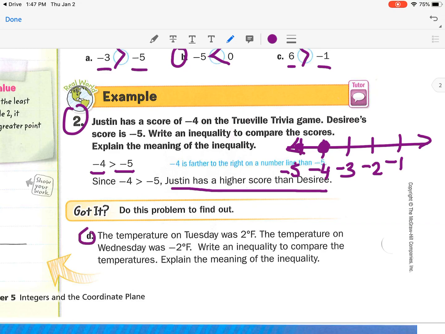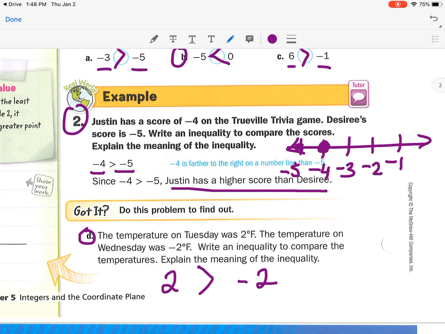All right, let's take a look at D. It says the temperature on Tuesday was 2 degrees and the temperature on Wednesday was negative 2 degrees Fahrenheit. Write an inequality to compare the temperatures. Explain the meaning of the inequality. So we are comparing 2 and negative 2. Well, when I'm looking at positives and negatives, we always know that positives are always greater than. So 2 is greater than negative 2.